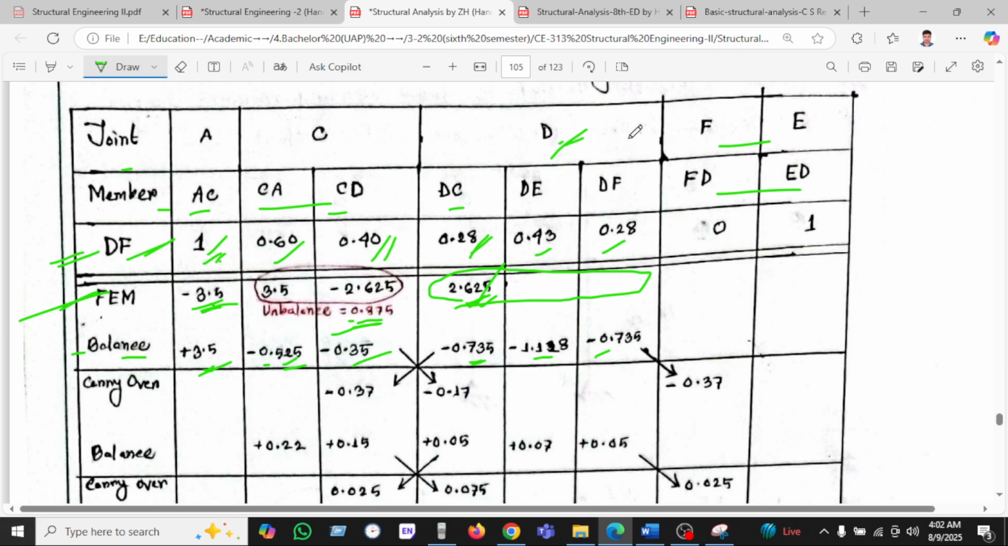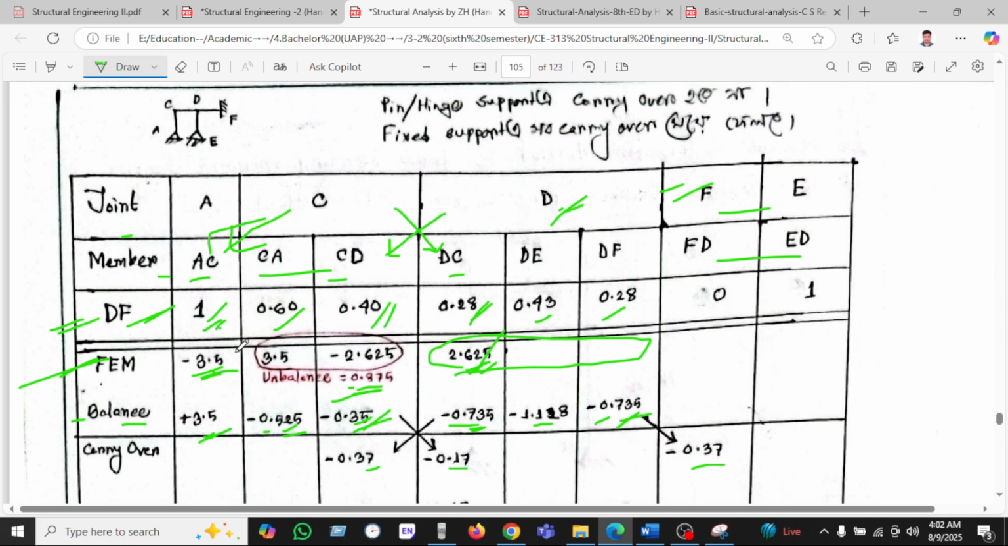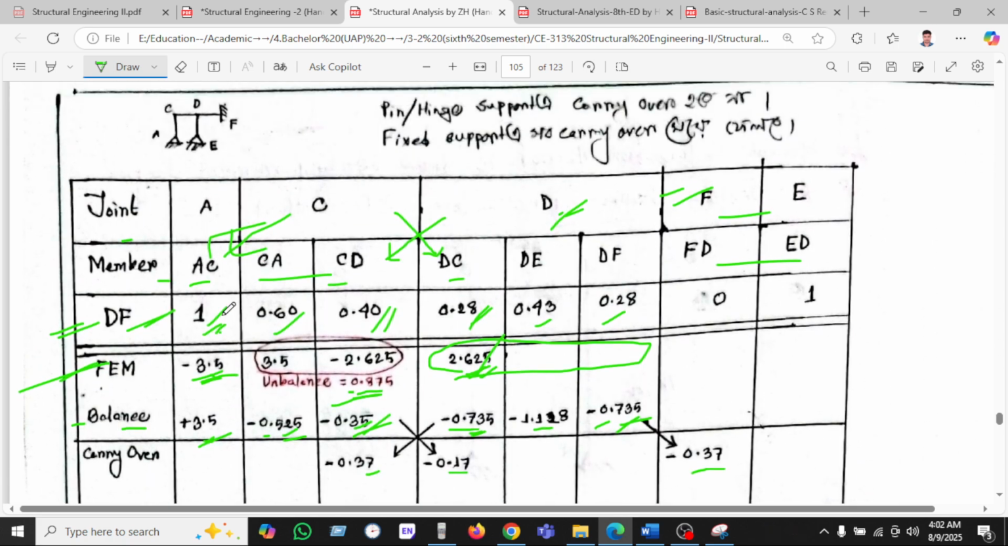Now we can see here D to F, the carryover is always half, which is 0.735 divided by 2, which is 0.375. Then C to D and D to C will be carried over. 0.735 divided by 2 is 0.375, and the other is divided by 2 and added to C to A also. As this is a pin, there will be no carryover to CA.